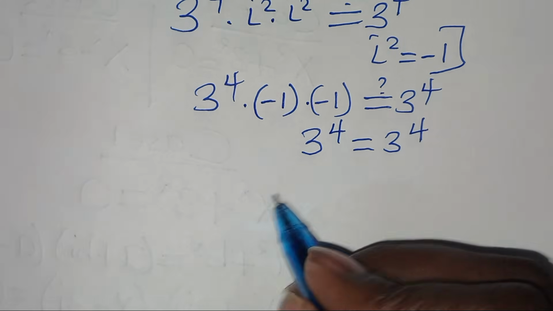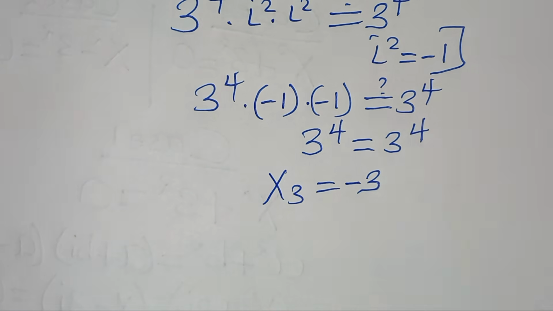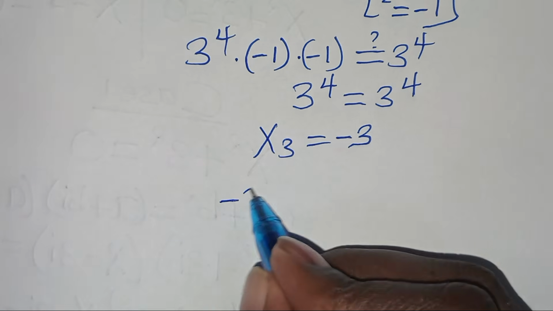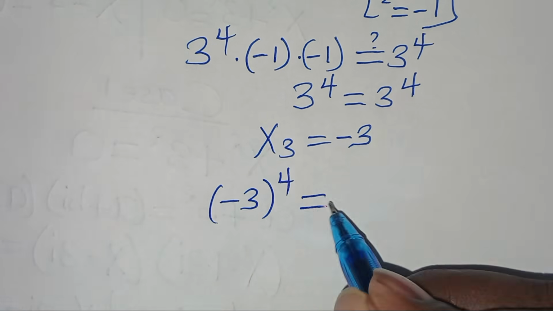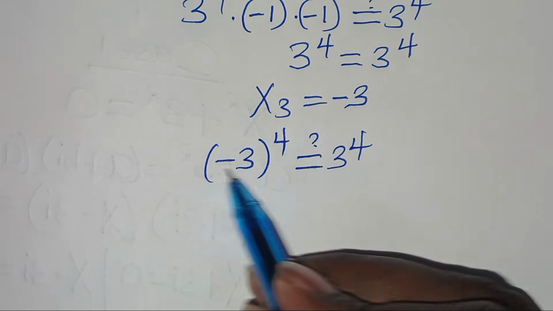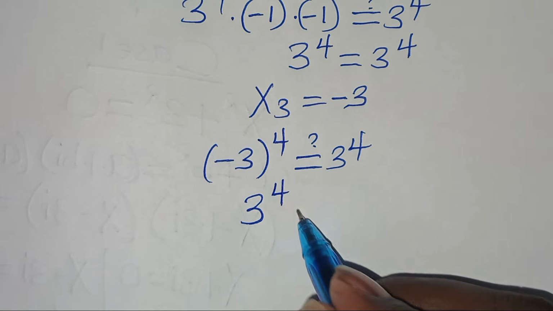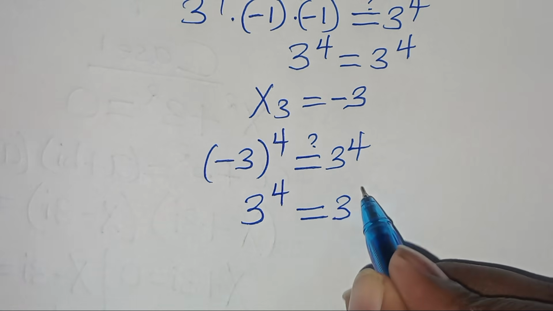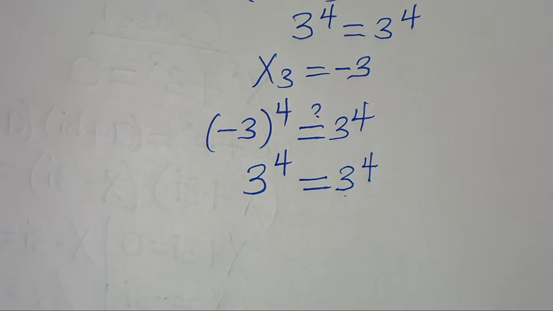Now let's check x3, which is equal to negative 3. So we have negative 3 raised to the power of 4. This should be equal to 3 to the power of 4. Now, negative 3 to the power of 4 is the same thing as 3 to the power of 4, which is equal to 3 to the power of 4. So the left-hand side is equal to the right-hand side.